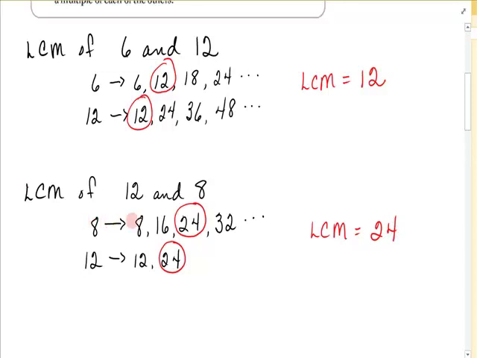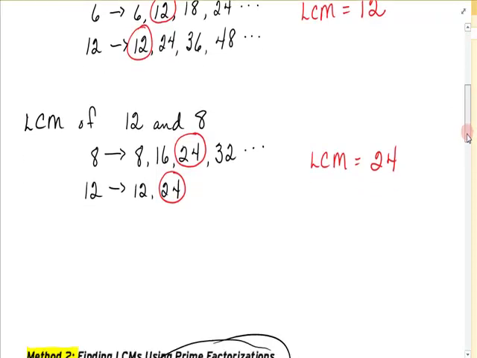I really could have avoided writing this list down and just said, let me look at the multiples of 12 and I will see if 8 is a factor of them. I write down 12. Does 8 go into 12? No. All right, 2 times 12 is 24. Does 8 go into 24? Yes. So I can just go to the larger number and start going through its multiples, asking if the smaller number goes into it. All right.